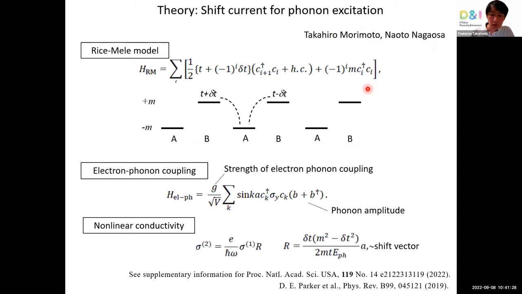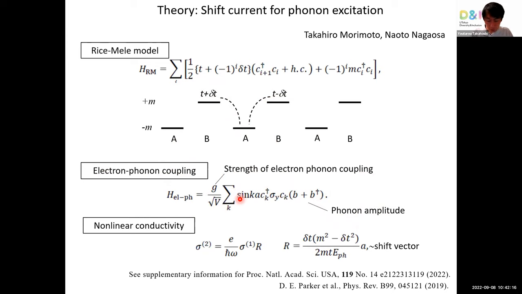Okay, so we use a Rice-Mele model to express the non-centrosymmetric electronic structure. This AB lattice and the asymmetry of the transfer, expressed by delta T and minus delta T, induce a breaking of the inversion symmetry. And we introduce the electron-phonon coupling. The g is the strength of the electron-phonon coupling, and the b is the phonon operator.